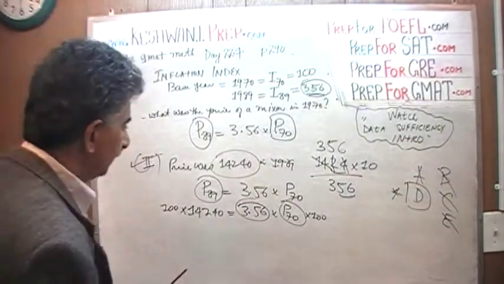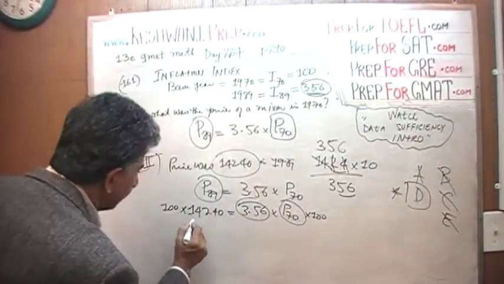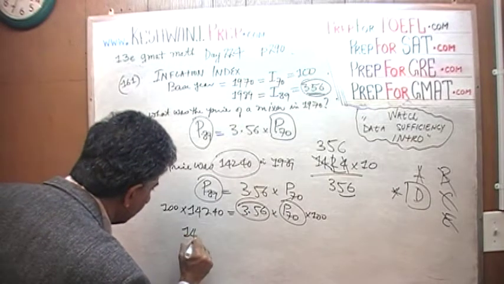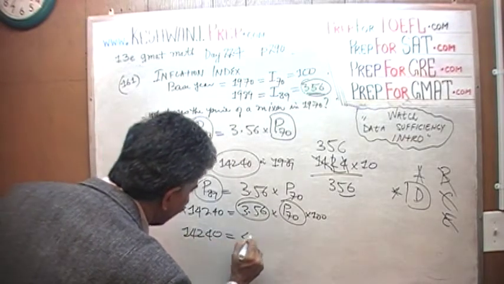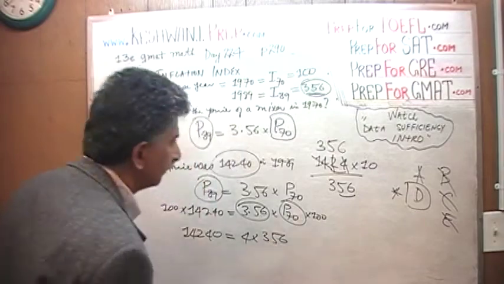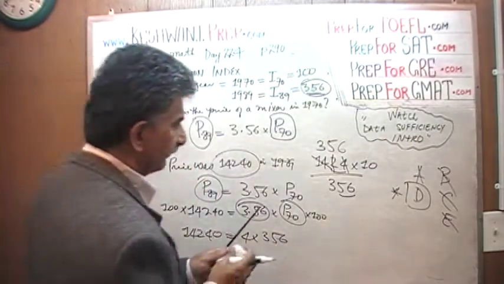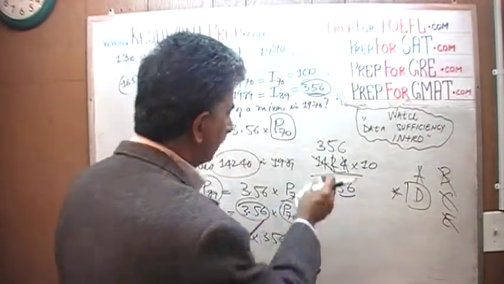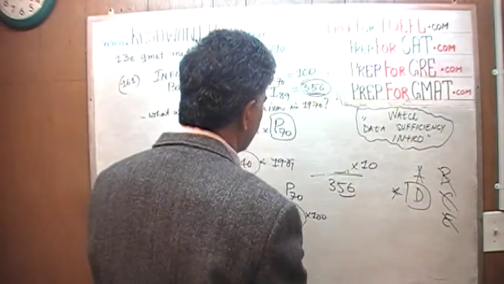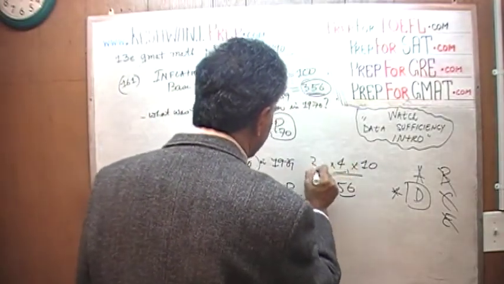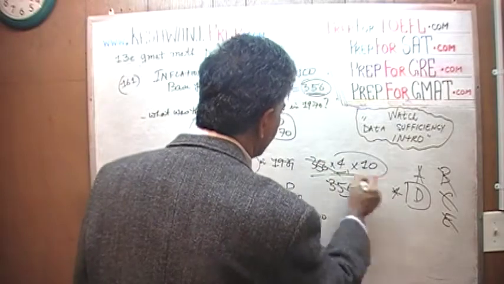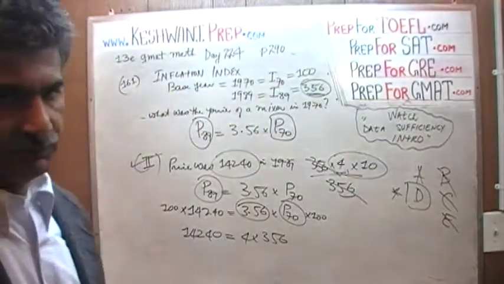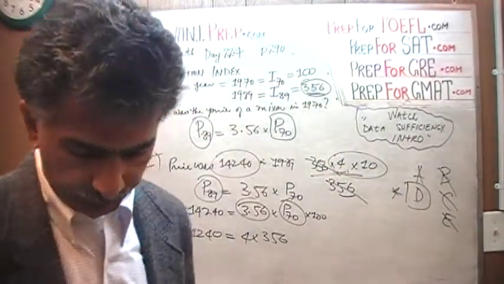In other words, this thing can be written as 4 times 356. This 1424 could be written as 4 times 356, and 356 drops out, and again we end up with a price of 40, just like we did before, nothing different. Do you understand? So that was the end of that problem.